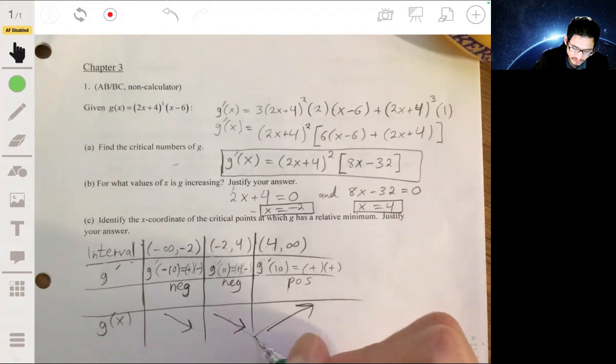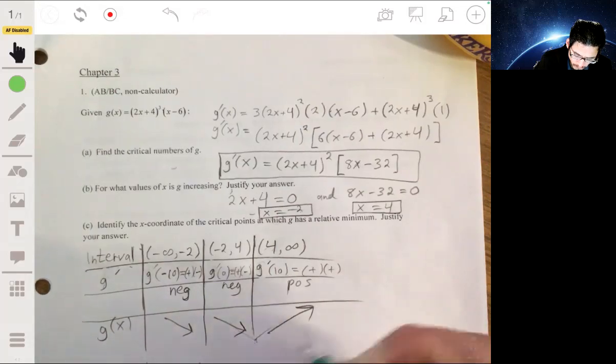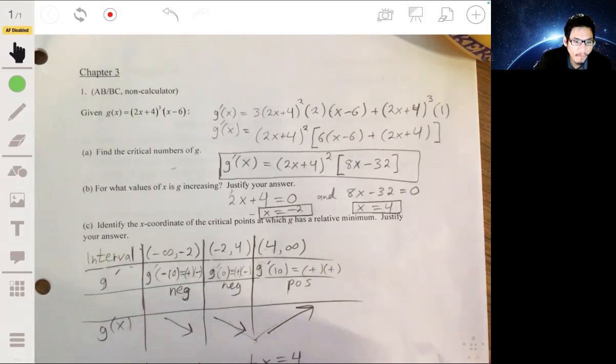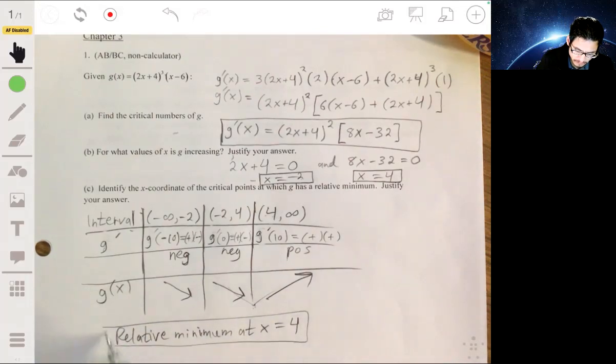We could say there's a relative minimum at x equals 4. And then that answers part C.